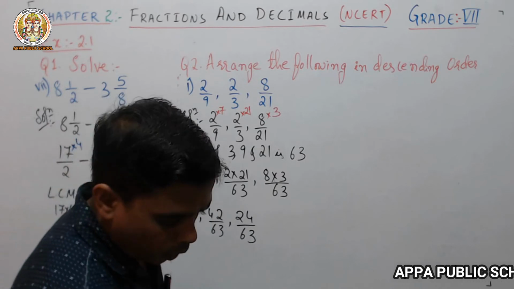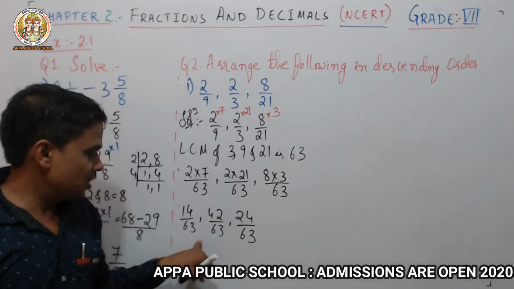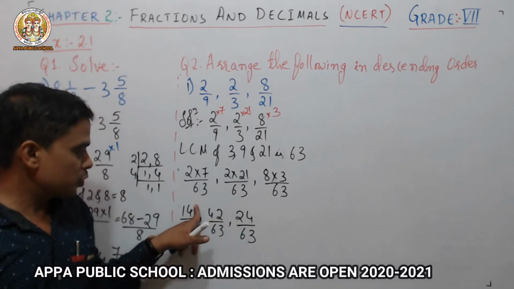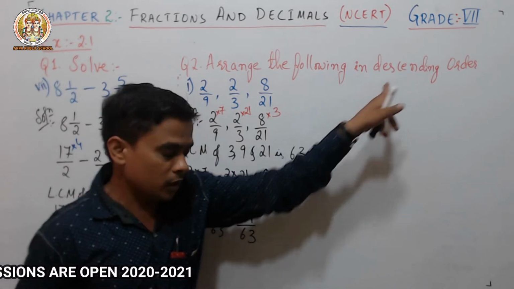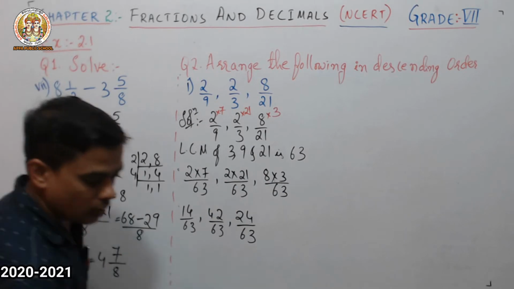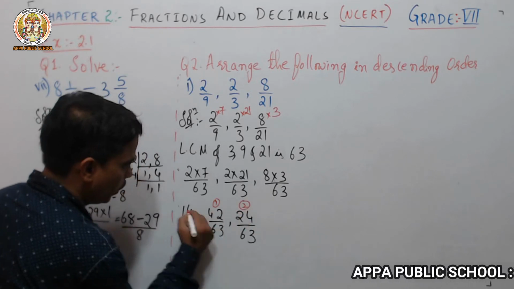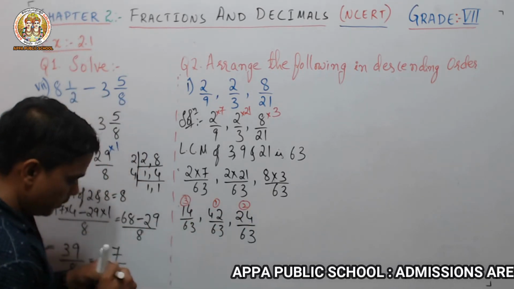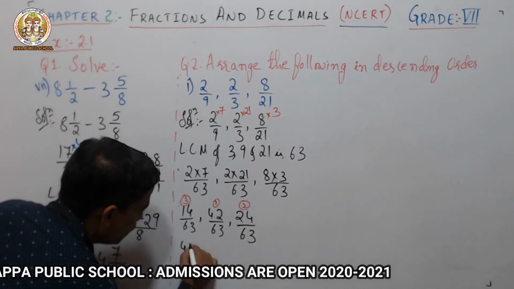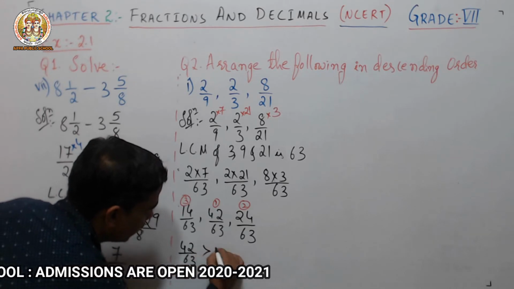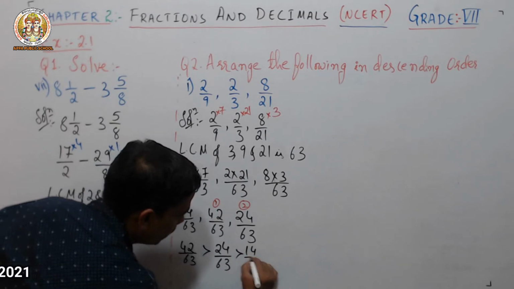Okay. Now the denominators are the same here, so these three are like fractions: 63, 63, 63. Now you worry about the numerators, that is 14, 42 and 24. What is our question? Descending order. Descending order means bigger number first. Which is the bigger number? 42 is the biggest. After 42, 24. After 24, the last is 14. So I will write the answer as 42 divided by 63 is greater than 24 divided by 63 is greater than 14 divided by 63.